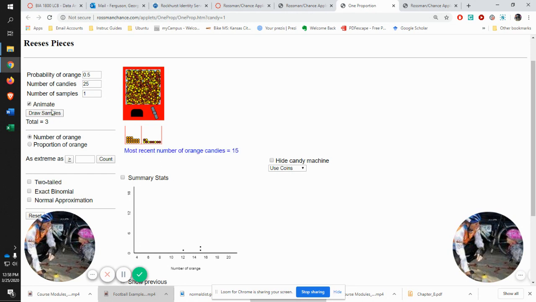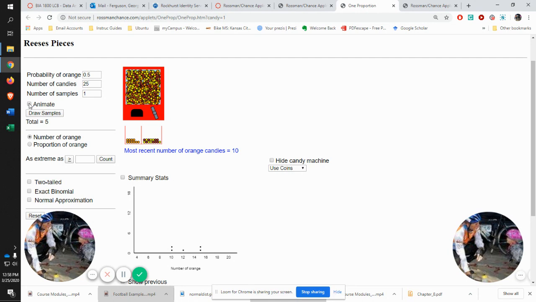This time we got another 15. Draw another sample of 25. In this case, we got 10. So you can see that there are going to be some differences. There's going to be variance every time you draw, in how many you get. Draw another sample. This time we got another 10.